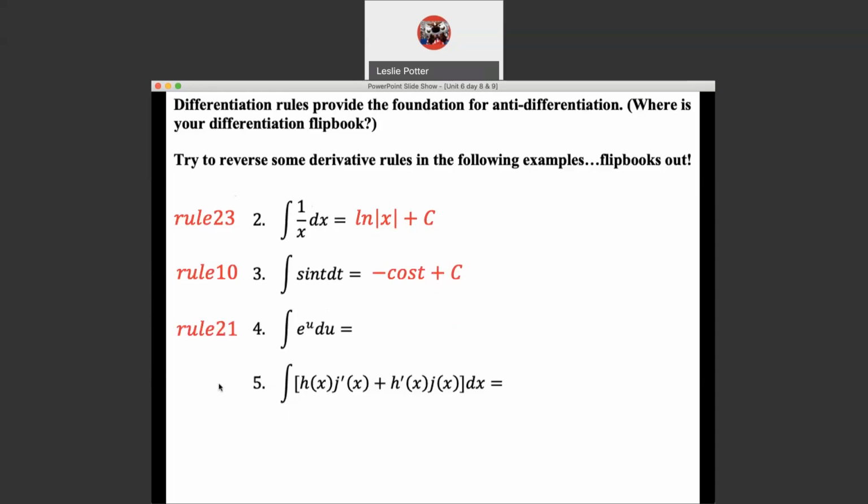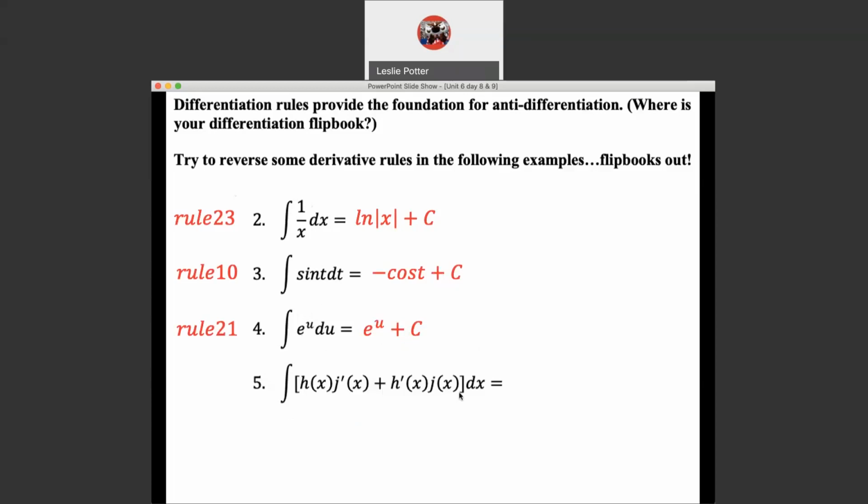Number 4 is rule 21. So e to the u, we know that we have to start with e to the u in order to have the derivative be e to the u. Remember that the exponential is the derivative of itself, so it must be the antiderivative of itself, and then plus c on the end.